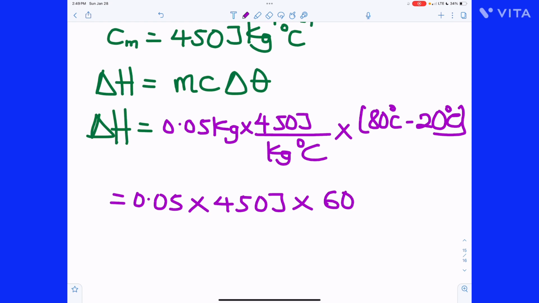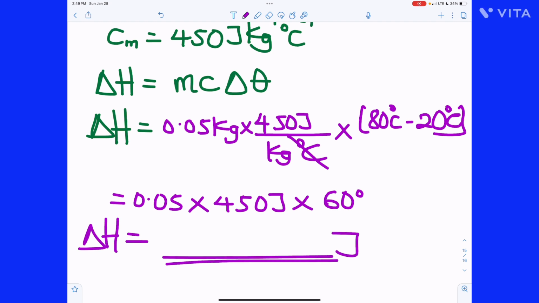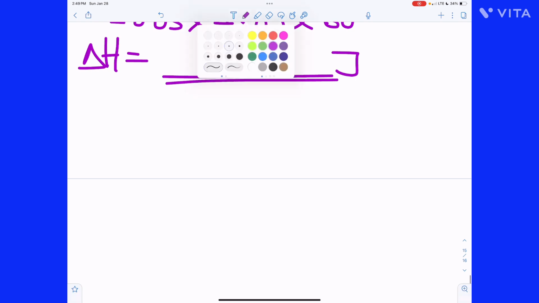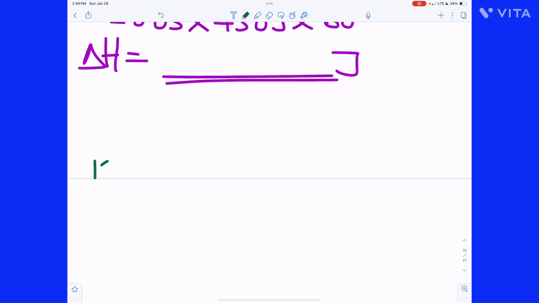You understand? Degree Celsius change will cancel the degree Celsius change here too. Then everything is left in joules. You multiply, you get your answer. I can't do this for you anymore. I'm sorry about that, seniors. Number 16, am I right?